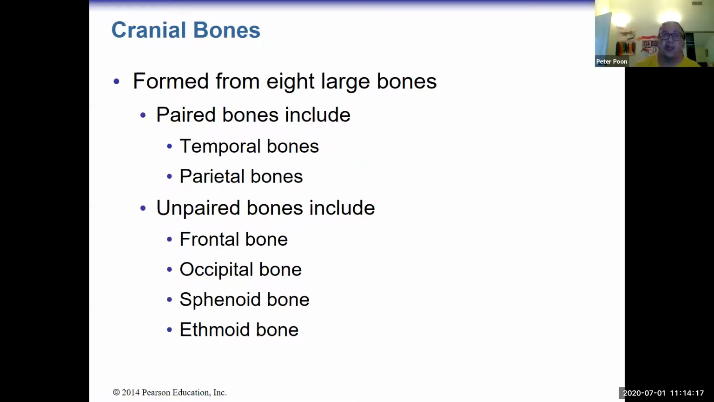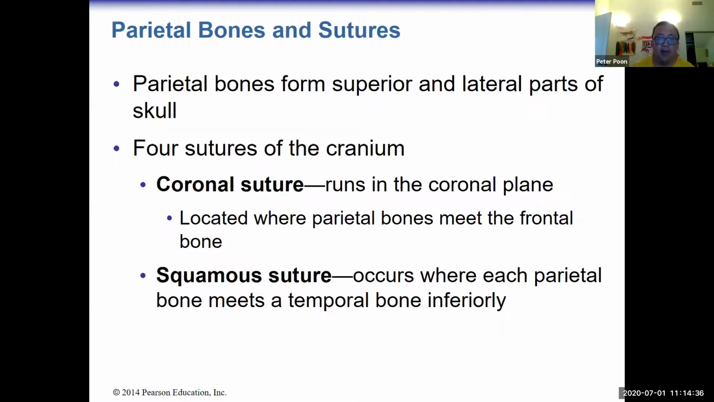So the cranium is formed from 8 large bones: the temporal bones, the parietal bones, and then the unpaired frontal, occipital, and sphenoid, and ethmoid, which you can't see from here. So let's talk about them one at a time. First, the parietal bones. The top of your head is where the parietal bones actually are.